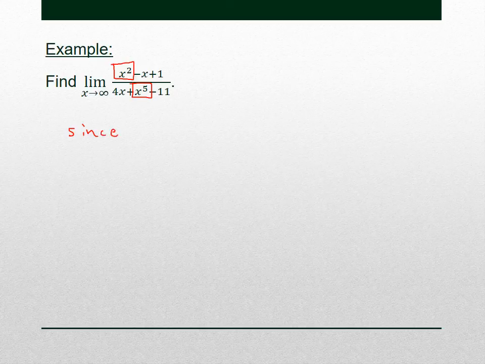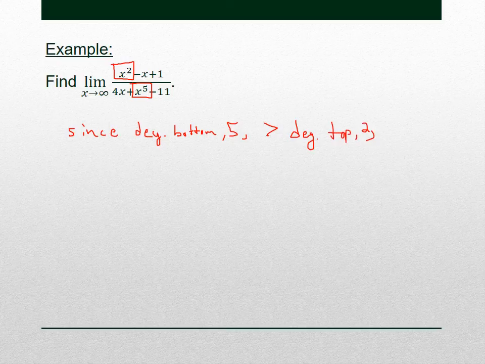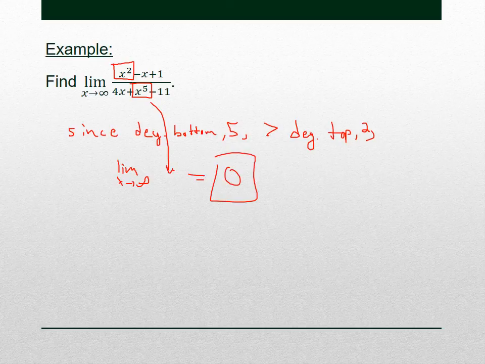the degree, right, this is another way to say it. It's different than what I did last time, but just as good. The degree of the bottom, which is 5, is greater than the degree of the top, which is 2. Well, what does the dominant term say? It says the limit as x goes to infinity of all that stuff equals 0. Right, so since the highest degree on the bottom was greater than the highest degree on the top, the limit equals 0 by the dominant term property.